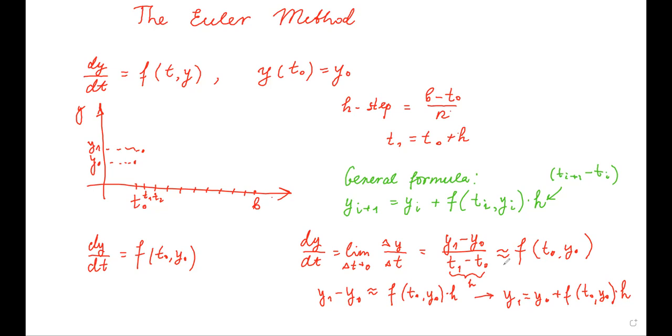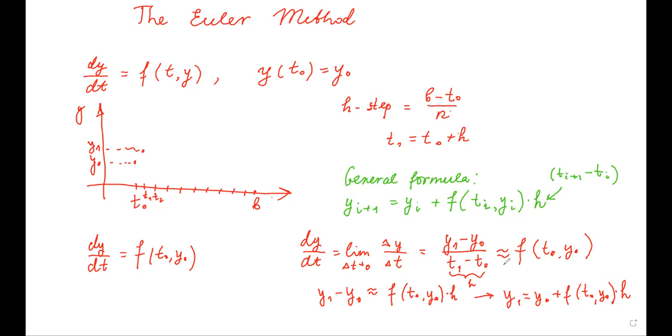Euler's method is a first order method in terms of accuracy. That means that, for example, if you take a step equal to, say, 0.1 and then decrease it by half, the accuracy is going to increase proportionally, so 2 times.